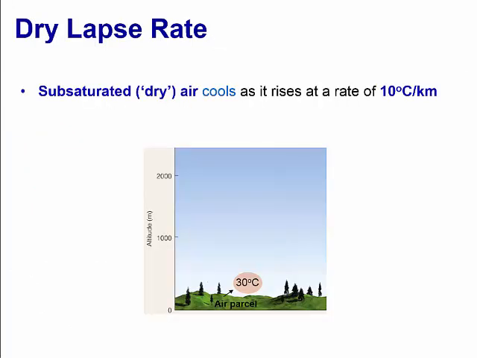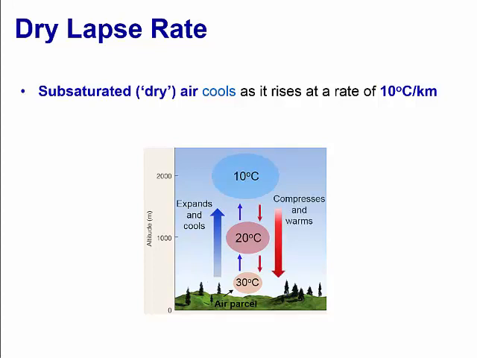We can quantify the rate at which an air parcel will cool as it rises. And if the air remains unsaturated, where the temperature inside the air parcel is greater than the dew point, this is called the dry lapse rate, and it's 10 degrees Celsius per kilometer. So for every 1 kilometer that an unsaturated air parcel is lifted, it will cool by 10 degrees Celsius. On the contrary, an air parcel will warm by 10 degrees Celsius for each kilometer that it sinks, because the air is compressed under higher atmospheric pressure.